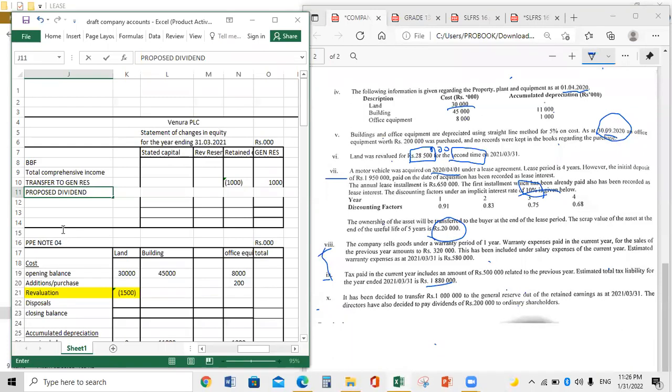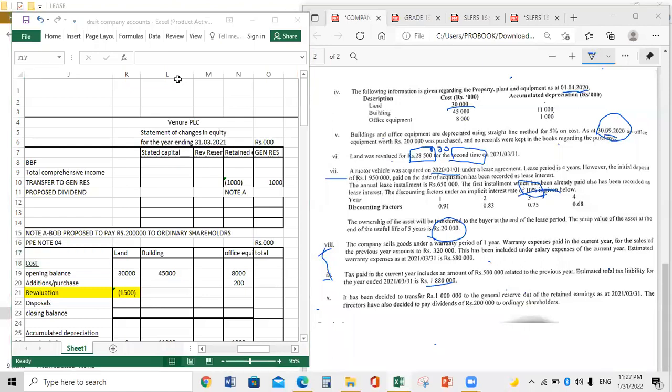You get 1 mark for this. Why waste that 1 mark? You can just copy paste whatever they said. You can say board of directors proposed to pay rupees 200,000. Don't write in thousands. When you're writing a sentence, you have to write in rupees. To ordinary shareholders. Easy marks. That's done. Now, shall we quickly finish it off?